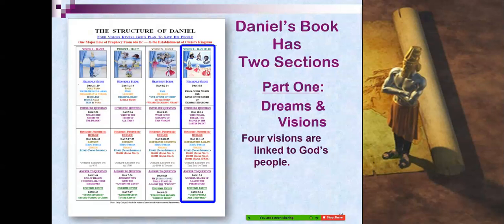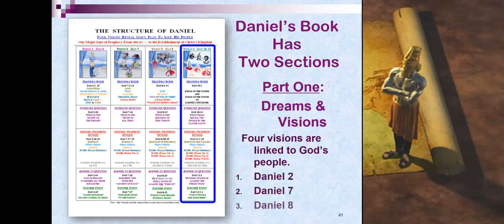It says Daniel's book has two sections. Part 1, dreams and visions. Four visions are linked to God's people, Yahweh's people, and that's Daniel 2, Daniel 7, Daniel 8, and Daniel 10, 11, and 12. So any additional comments on this slide, Charlene?